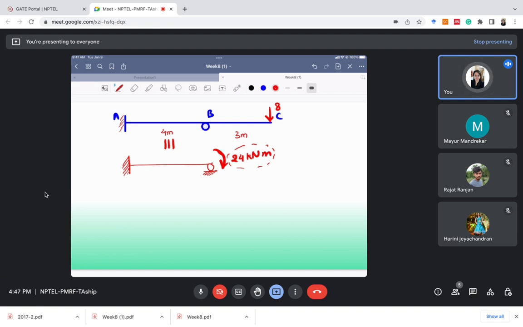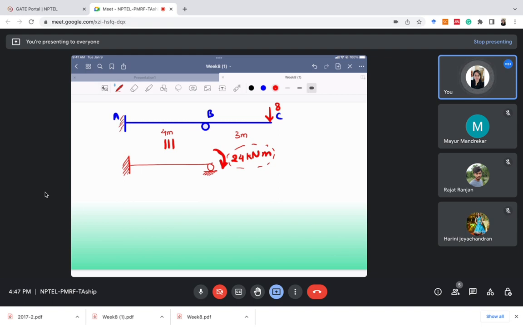If this is fine for you, you can do that also. Just don't consider this 8 kilonewton load, because it is at support B, and support B will entirely take that 8 kilonewton load. There will be no effect on the span AB. So if you are confused with that 8 kilonewton load, just don't make it. You can make it like this also.